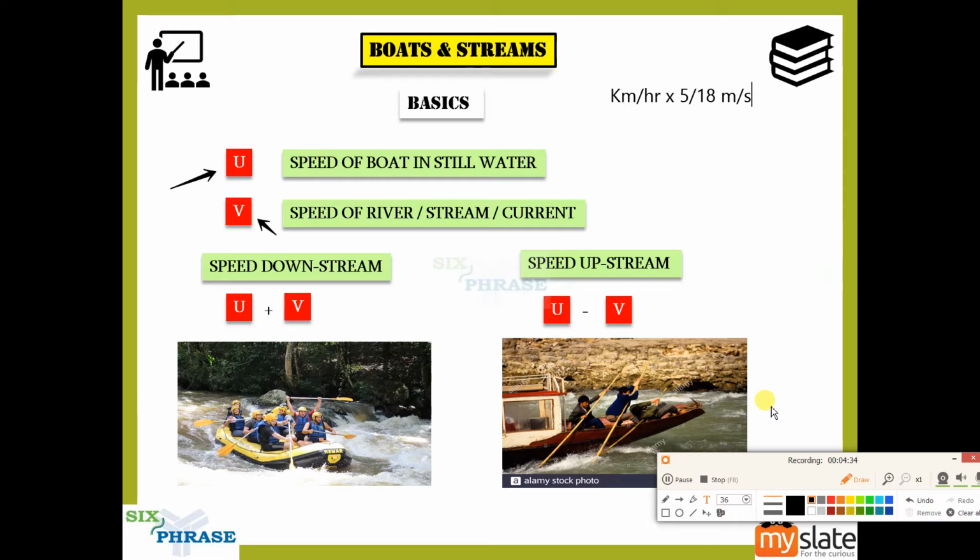Now v is the speed of the river, stream, current. The reason why I have three names for the same thing is, they use these terms interchangeably. Some questions say it is stream, some questions call it current, and some questions say it is river. Okay, they all mean the same thing.